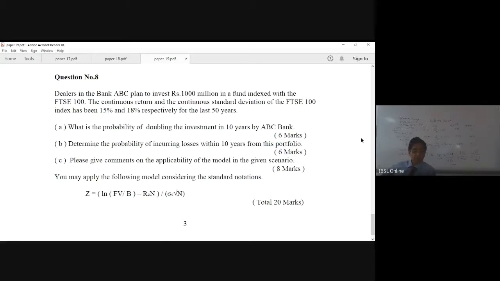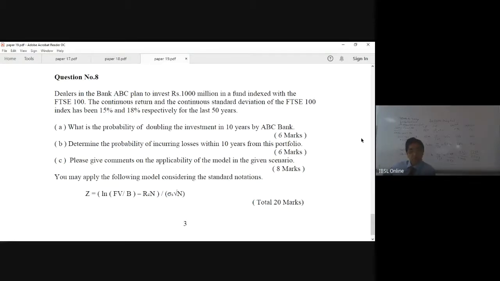Now you got the formula, and in the formula, V refers to the future value, V refers to the beginning value, RC refers to the continuous return, and N refers to the number of years, future years. And sigma refers to the standard deviation.